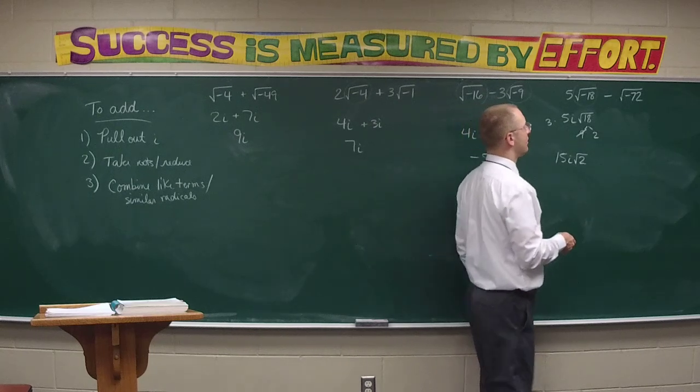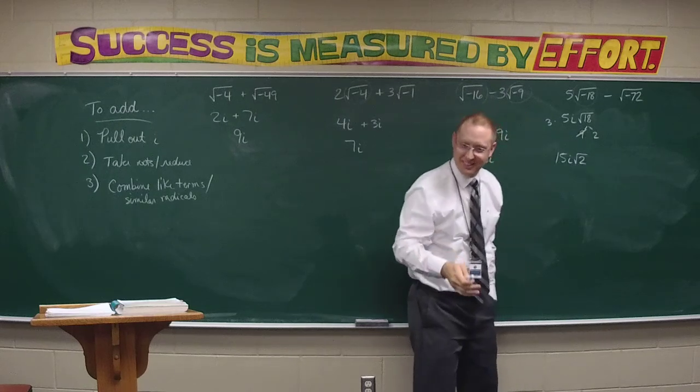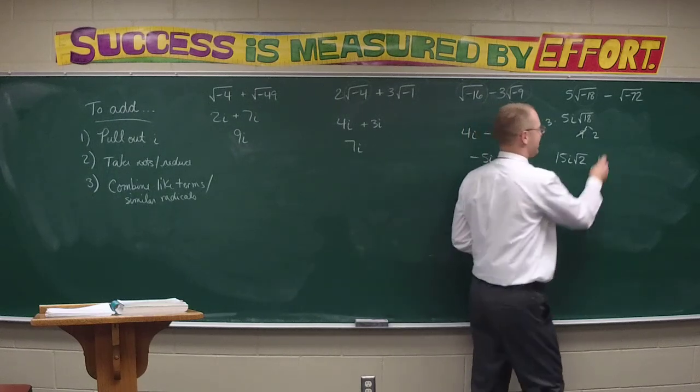Positive 7. We'll take the square root of 72. Well, what's the first thing you've got to do? Pull out your i.